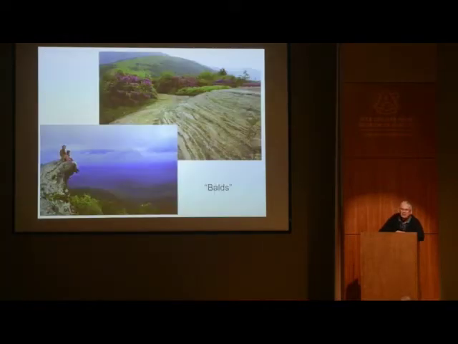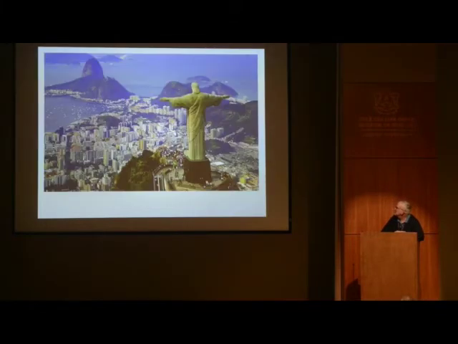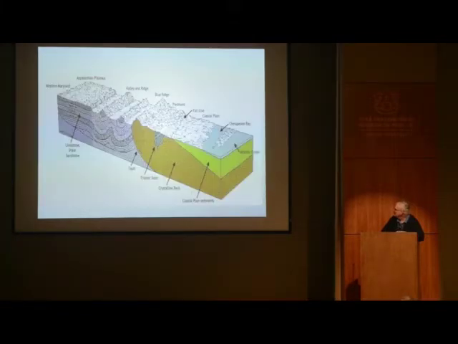You travel throughout the Appalachians, you have these rounded, bald spots. These are all igneous or metamorphic formations that formed in the heart of the crust and were eventually exposed at the surface. There's a famous one, Stone Mountain. There are some in South America, Brazil. So the profile of the Appalachians looks something like this.